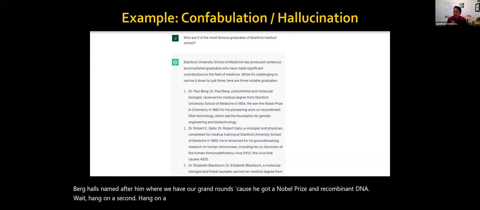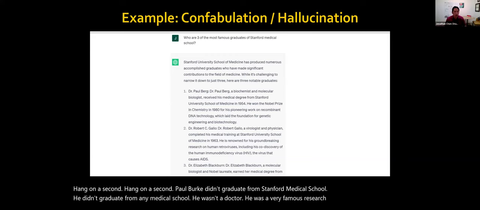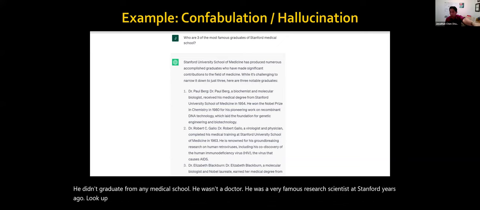Hang on a second. Paul Berg didn't graduate from Stanford Medical School. He didn't graduate from any medical school. He wasn't a doctor. He was a very famous research scientist at Stanford years ago. Look up all three of these people at list. All very real, very famous people. None of them graduated from Stanford Medical School. This system is just making stuff up.